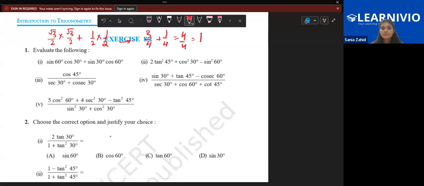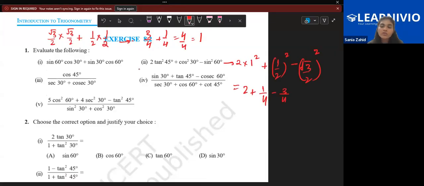Again, 2 tan square 45 plus cos square 30 minus sin square 60. So 2 into 1, because tan 45 is 1 and 1 square is 1, plus cos 30 is root 3 by 2, so root 3 by 2 square, minus sin 60 is root 3 by 2. So this becomes 2 plus 1 by 4 minus 3 by 4. So you get 2 minus 2 by 4, 1 by 2. 2 minus 1 by 2 is how much? 3 by 2, right?